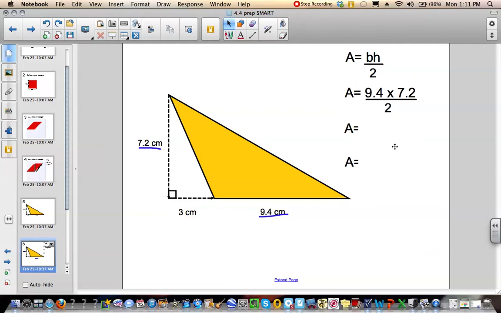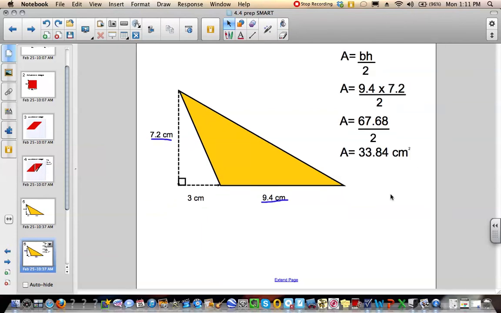We do the first part of our equation. We start to do the math, and when we go 9.4 times 7.2, we get 67.68. But we're not finished yet because we still haven't finished the order of operations and divided by 2. So we are going to divide that by 2, and we get 33.84 centimeters squared. Always have to put that little square on the end there.